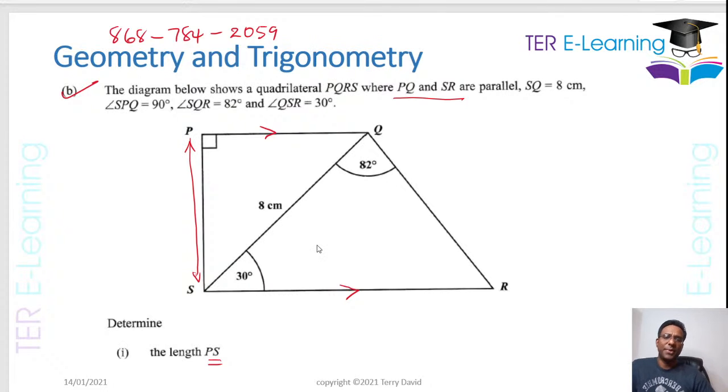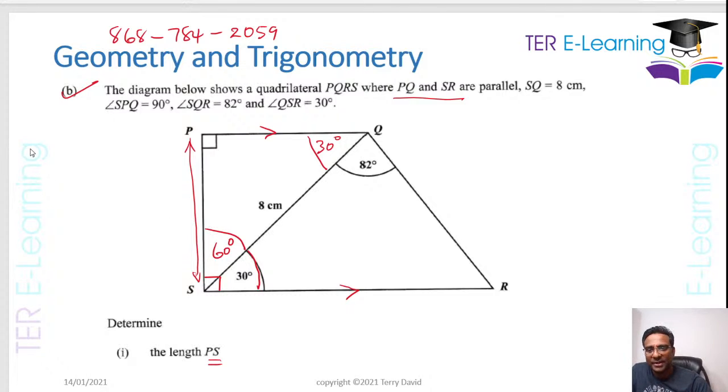Now, how are we going to do that? Let's see. The fact that PQ and SR are parallel means that this angle here has to be 90 degrees. So if here is 30 degrees, it means that this angle here is 60 degrees. And it also means that this angle here has to be 30 degrees. So basically, I have a right angle triangle, which is PSQ, and I want to be able to figure out what is PS. There are different things that I can do here.